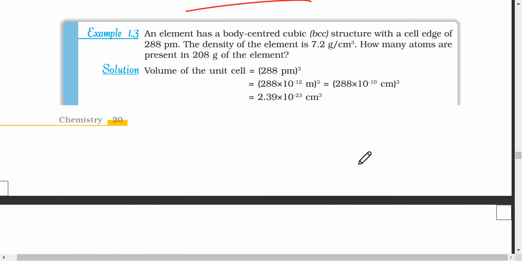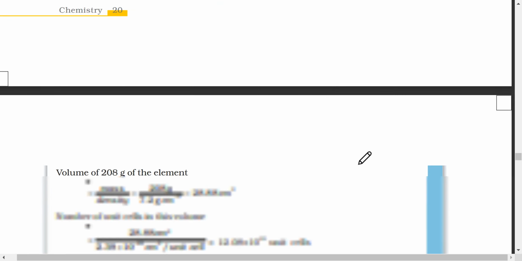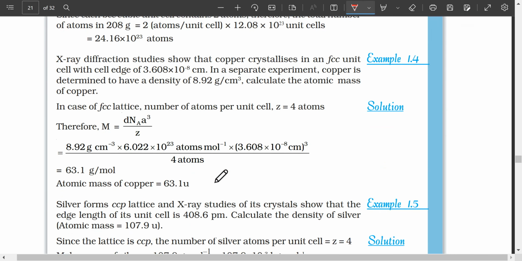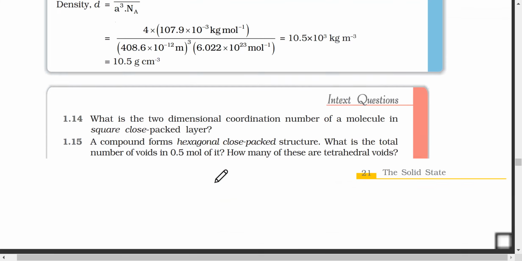यहाँ पे formula based question. Fine. Again, volume is mass per unit density. Volume हमें पता है. Fine. And number of unit cells निकाला है. You are going to solve these.